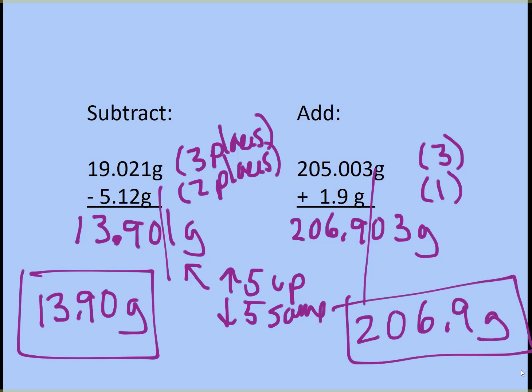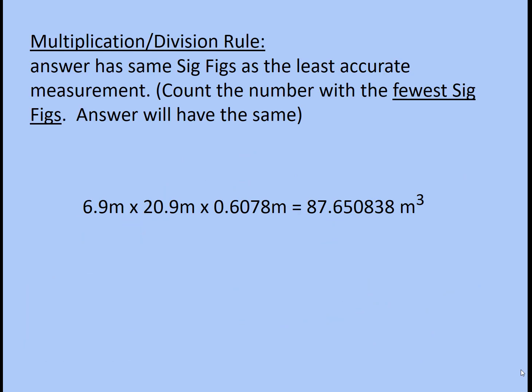So again, adding and subtracting, how many places past the decimal? So it's really the lowest or the smallest place. Let's look at the multiplication division rule. This one is used most in chemistry. On this one, you have to figure out how many sig figs each of the things you're multiplying or dividing have, and then your answer is going to be the one that is the least amount.